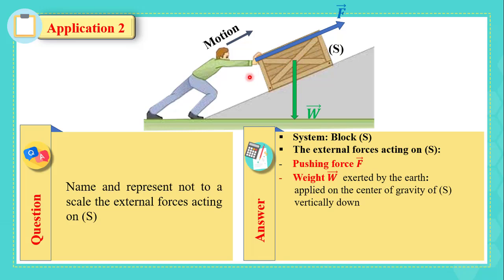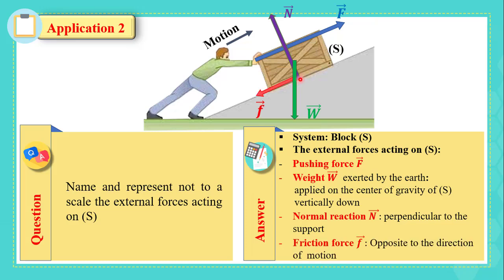We have also the normal reaction vector, which is drawn along a line perpendicular to the support from the center of contact between the support and the system S. And this is the normal force. Also, we have the friction force, which opposes the direction of motion of the block S. So we draw it from the center of contact between the support and directed opposite to the direction of motion and drawn along the support itself. This is the friction force F.